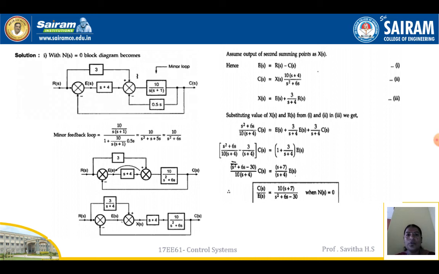Assume the output of the second summing point is X of s. Therefore E of s is equal to R of s minus C of s, and C of s is equal to X of s into 10 into s plus 4 divided by s square plus 6s. X of s is equal to E of s plus 3 divided by s plus 4 into R of s. Substituting the value of X of s and R of s from equations 1 and 2 in 3, we get C of s by R of s is equal to 10 into s plus 7 divided by s square plus 6s minus 30 when N of s is equal to 0.